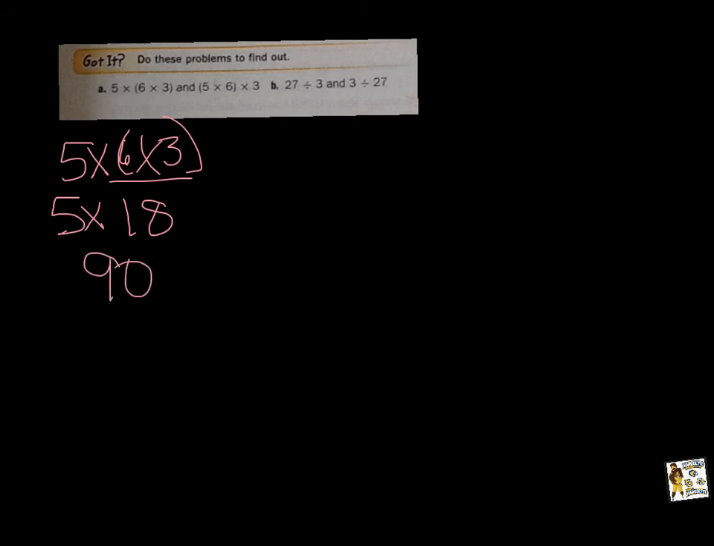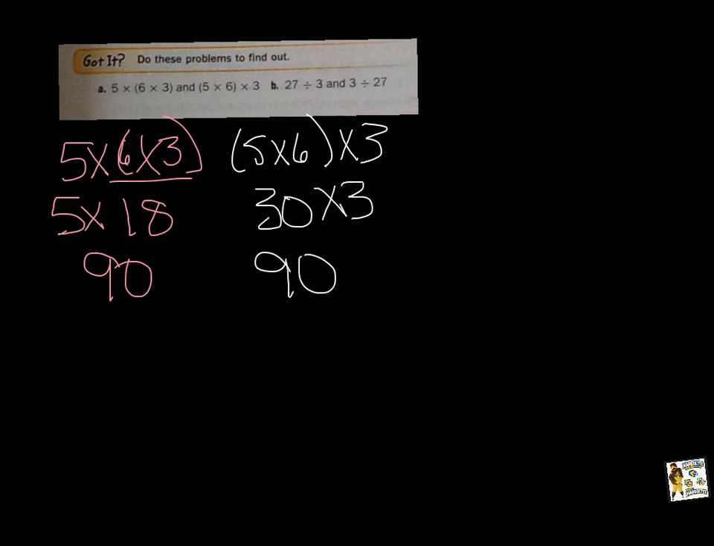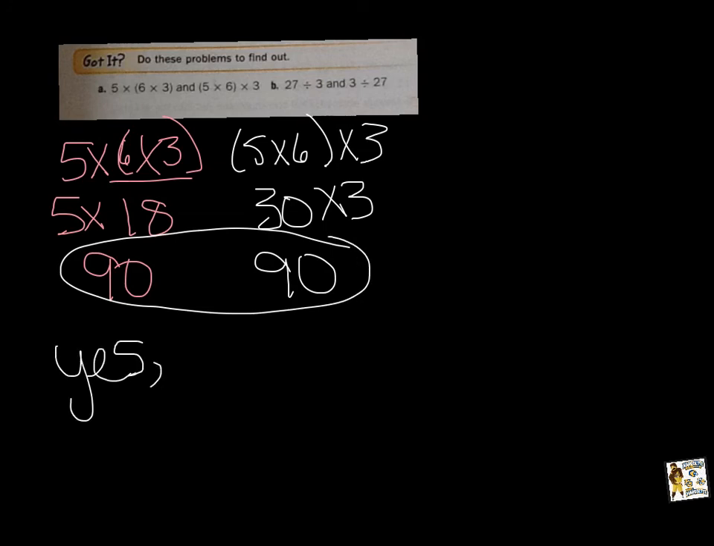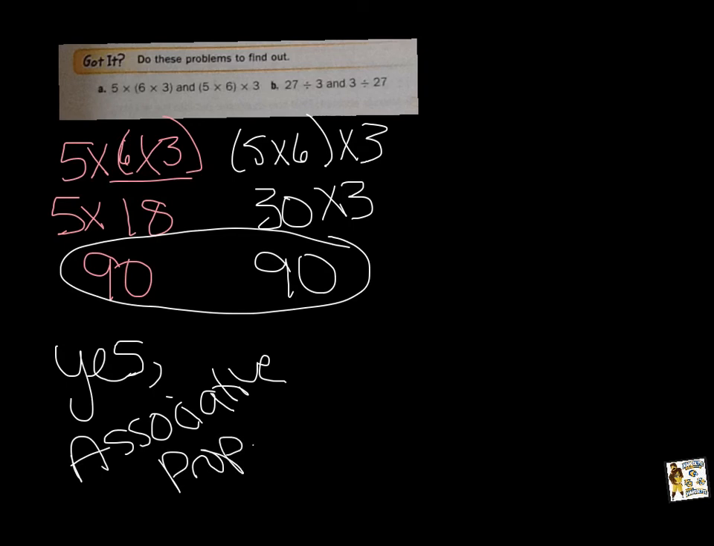Now let's do the other one. I have 5 times 6 in parentheses times 3. Well, 5 times 6 is 30 times 3, and 30 times 3 is 90. So these are equivalent, so my answer is yes, they're equivalent. And what property tells me that I can use parentheses? Well, if you look at your chart, this is actually the associative property again. Let's look at letter B.